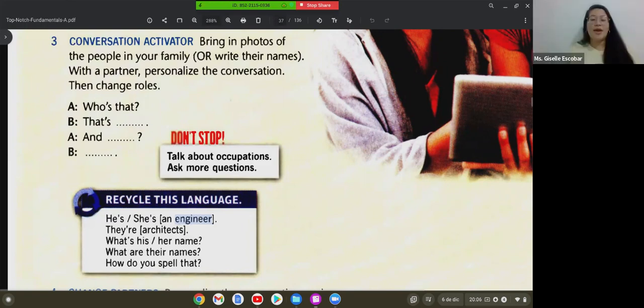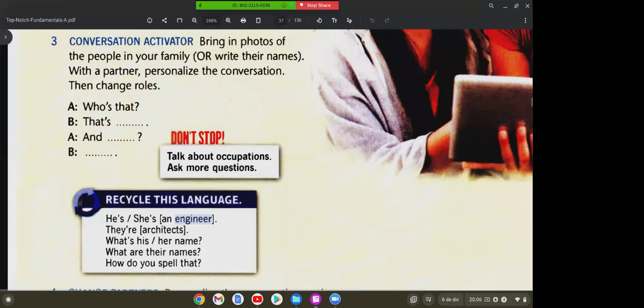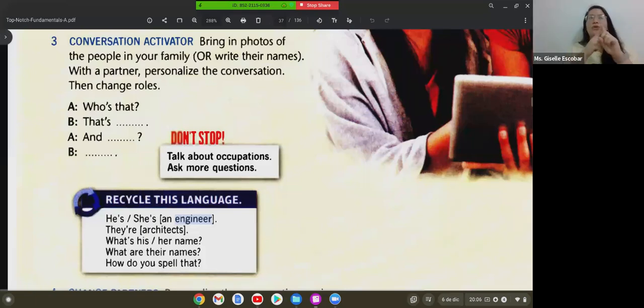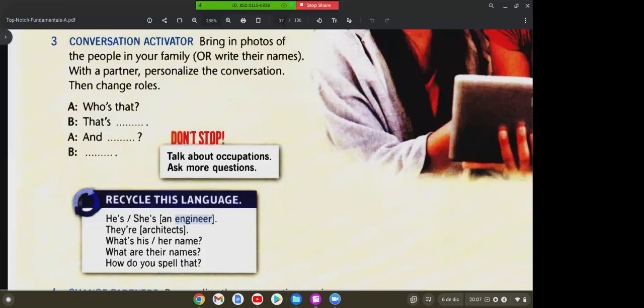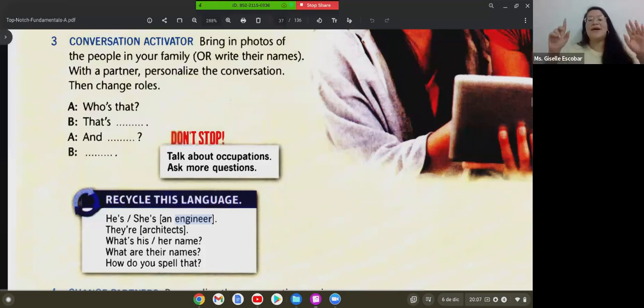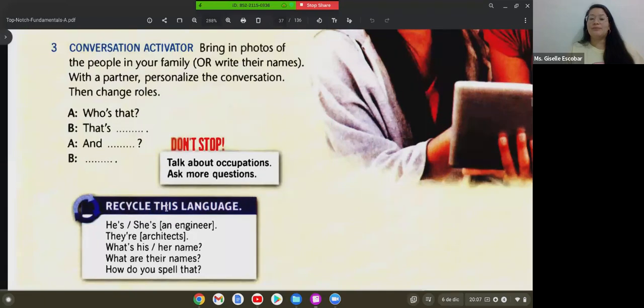So, engineer and architect. What are they? ¿Qué son? An architect or engineer. Both. Ambas. Engineers. Engineer and architect. Occupation. Occupations. Thank you, Erika. So we can ask or we can say the occupations of the people in our family.